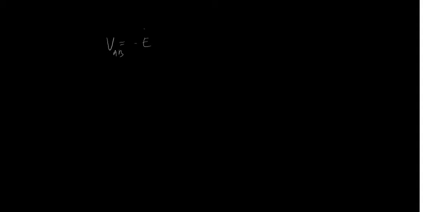VAB is equal to minus integral E dot dl from the position B to A, right? So B is the initial and A is the final position. So if you bring a unit positive charge from B to A, what is the work done? That is called the potential difference. This is what we have learned.